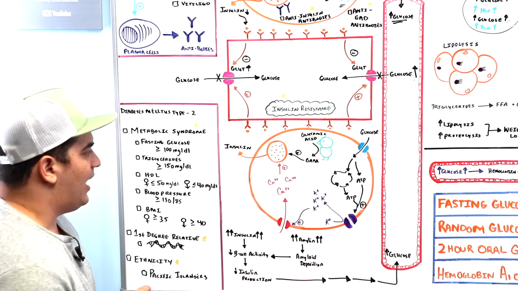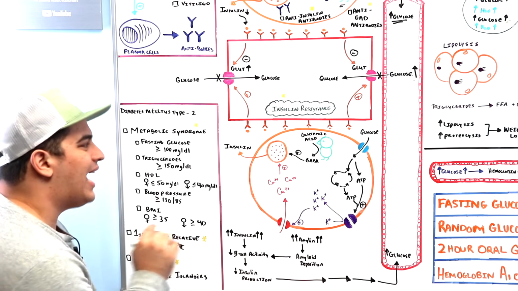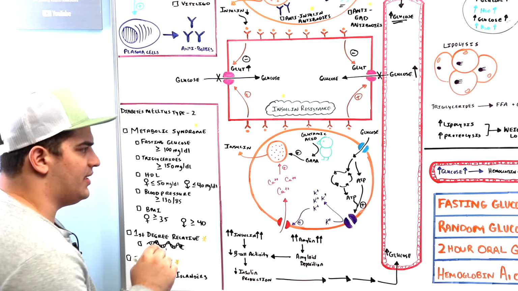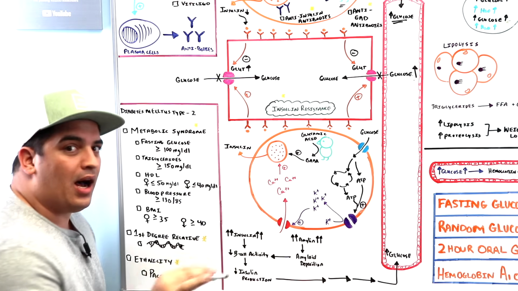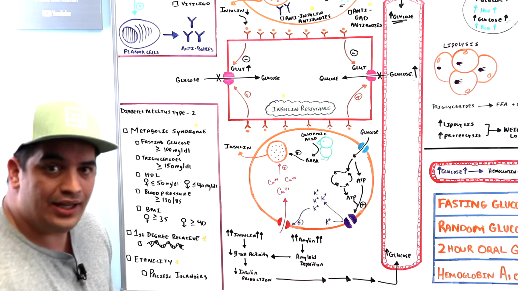All right, the next type of diabetes we have to talk about is type 2. Now, type 2 is a little bit different. It's not an autoimmune disease. What we believe to be responsible for it is what's called metabolic syndrome, and this is extremely high yield.